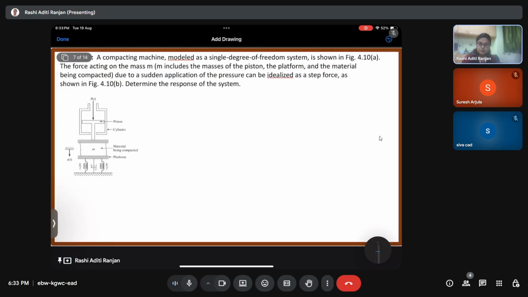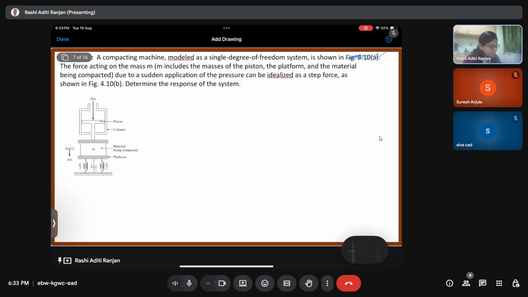Now we have question number 3, which says that a compacting machine modeled as a single degree of freedom system is shown in the figure. The force acting on the mass m, where m includes the mass of the piston, the platform, and the material being compacted, due to sudden application of pressure, can be modeled as an idealized step force, as shown in the figure. We have to determine the response.